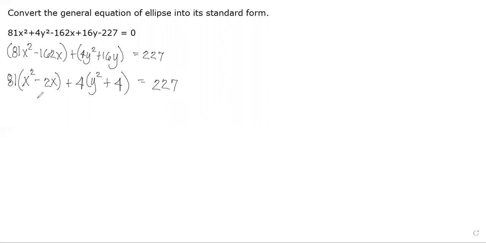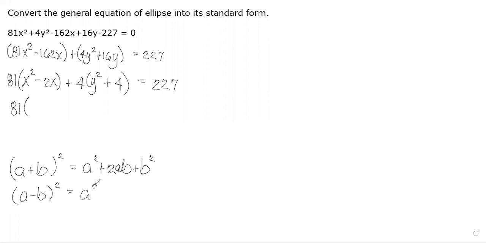Now, apply na natin yung completing the square. So, paano nga ba ma-apply yun? Ano nga ba talaga yung concept ng completing the square? Okay, so recall the formula of square binomial. A plus b quantity squared is equal to a squared plus 2ab plus b squared. Kapag minus naman, a minus b quantity squared is equal to a squared minus 2ab plus b squared.